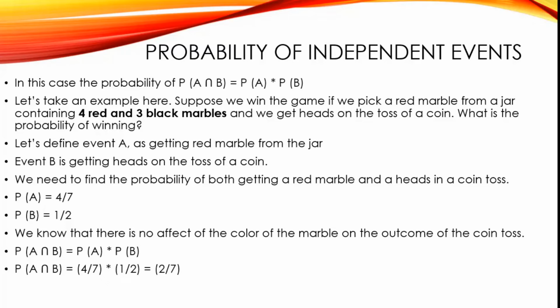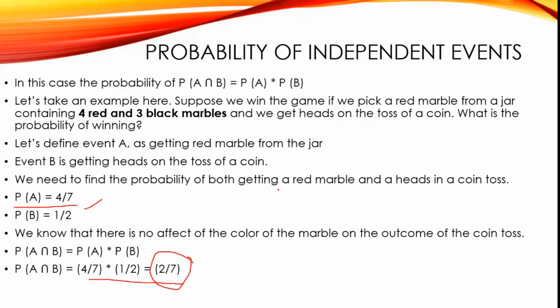For event A, probability of A is equal to 4 by 7. There are 4 marbles that you have, so chances are 4 out of 7, and probability of B is 1 by 2. Now I need to solve for both happening. So probability of A is 4 by 7, and probability of B is 1 by 2. And the chances we have is 2 by 7. That 2 by 7 is 0.2 something, so almost 0.3. So 0.3 chances are there of getting this.